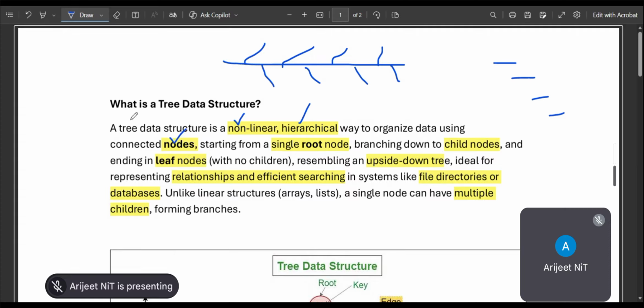Now, what are nodes? Nodes are basically singular entities holding data, and the data within the node is called key. And it all starts with a single root node, like how our universe started with the Big Bang, and branching down to child nodes and ending with leaf nodes.